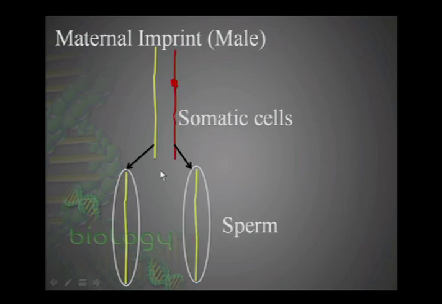Again, if it's a maternal imprint and you were a male, you'll do just the opposite. So you inherit from dad and from mom. And when you make your sperm, you will remove the imprints here.